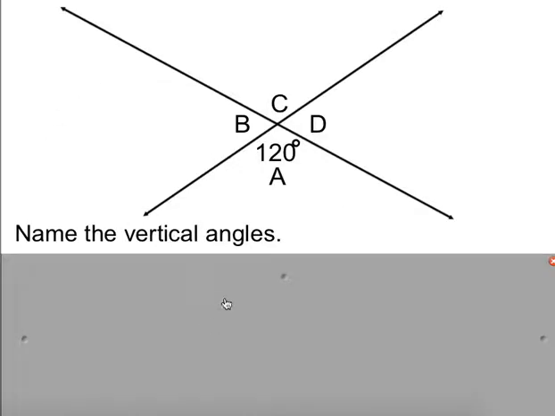And the vertical angles in this case are A and C, B and D, which means A and C are the same, so C would have to be 120 degrees. A and D are supplementary, so this is going to be 60 degrees, and so is B.